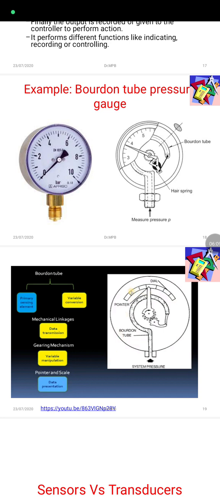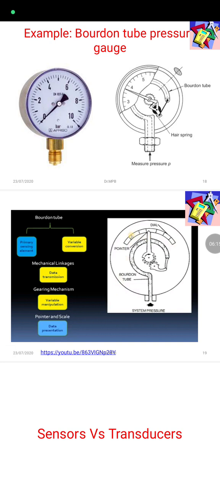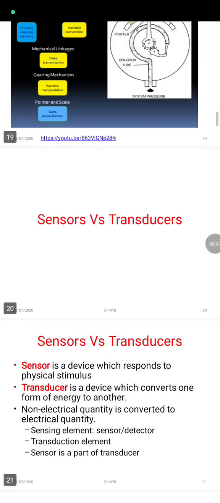Data transmission element, here mechanical linkages which are connected to the other end of the Bourdon tube, are considered as data transmission element, which is used to display the data over the pointer and scale arrangement. And the variable manipulation element here is the gearing mechanism. There is a pinion and gear arrangement with the pointer which is used to manipulate the data, and pointer and scale are considered as a data presentation element which is used to display the data over the scale.